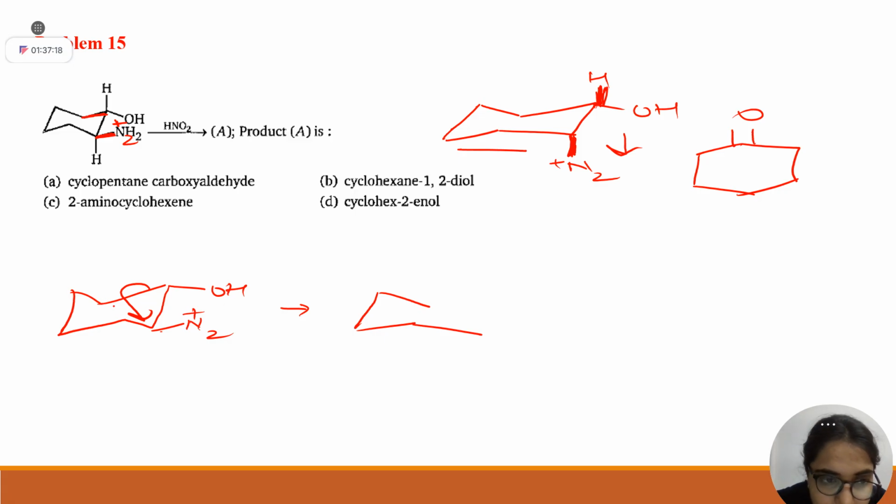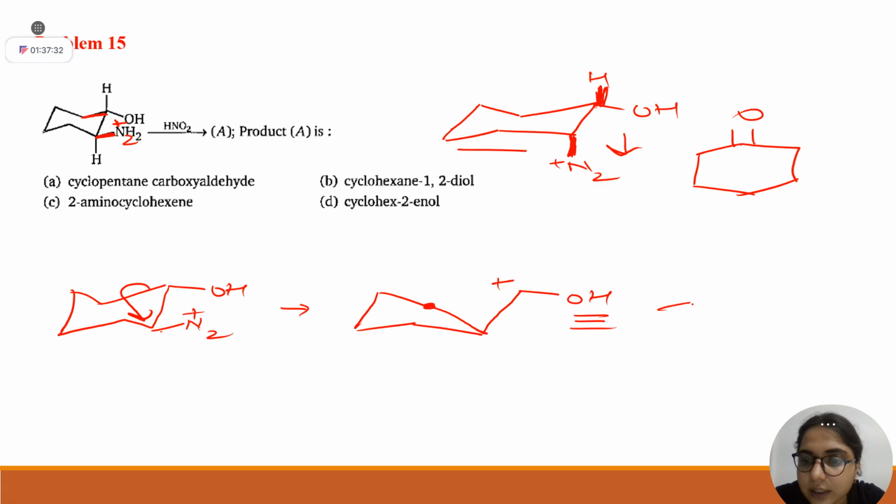This carbon will bear negative charge, it will attack onto this carbon. Still this bond is there, right? This has not been broken. OH positive. And if I write it clearly, it is nothing but your cyclopentane carbaldehyde. Is this clear to everyone that the anti group migrates? Because here a proper carbocation does not form. The reaction took place in a concerted way. Anti group migrates.